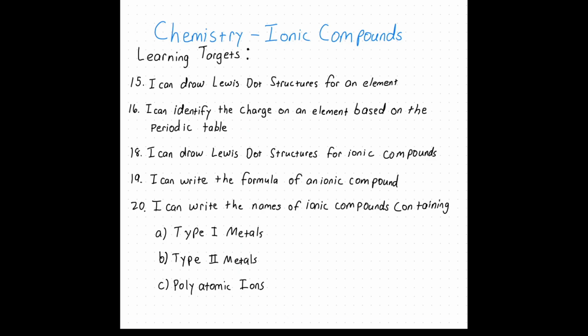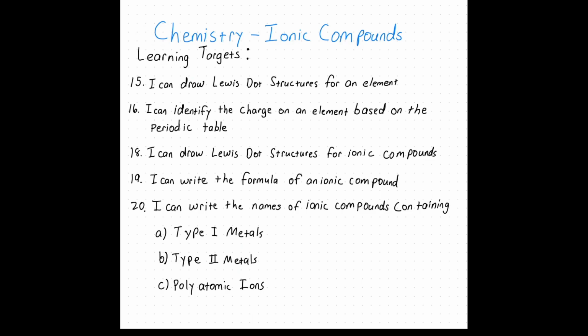All right, so I'm here to talk to you about these ionic compounds. I got some learning targets up for us. The first one, number 15 of this unit, is going to be I can draw Lewis dot structures for an element. We've already drawn Lewis structures for covalent compounds, and it worked out pretty well, not too terrible. If you got the rules down, you can do it.